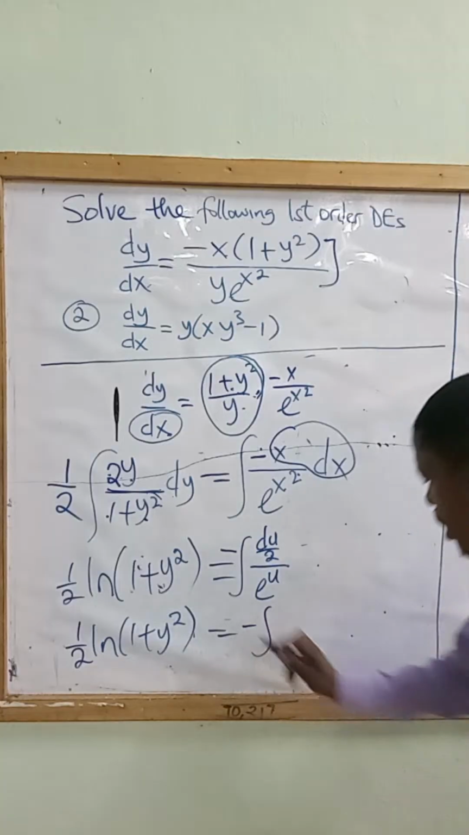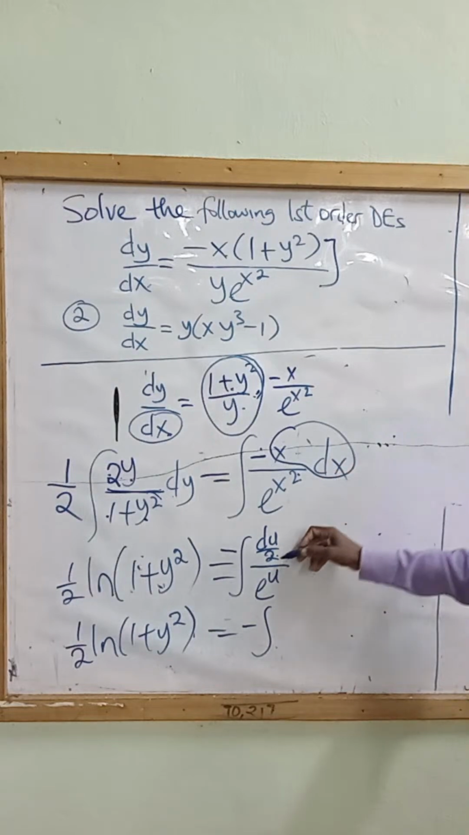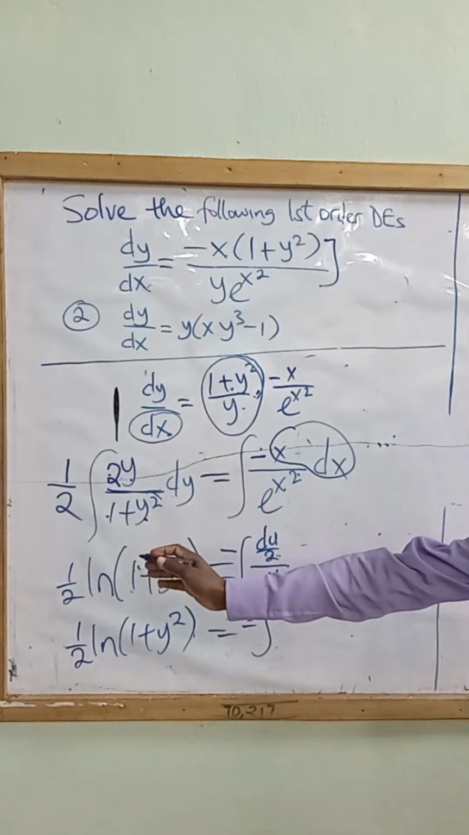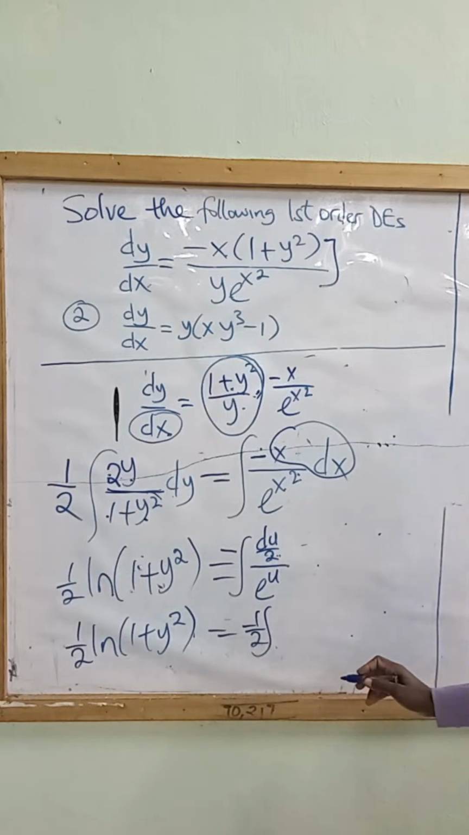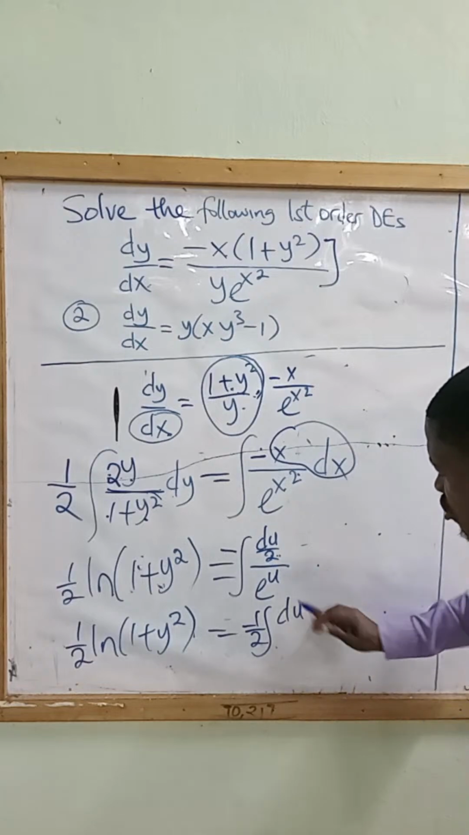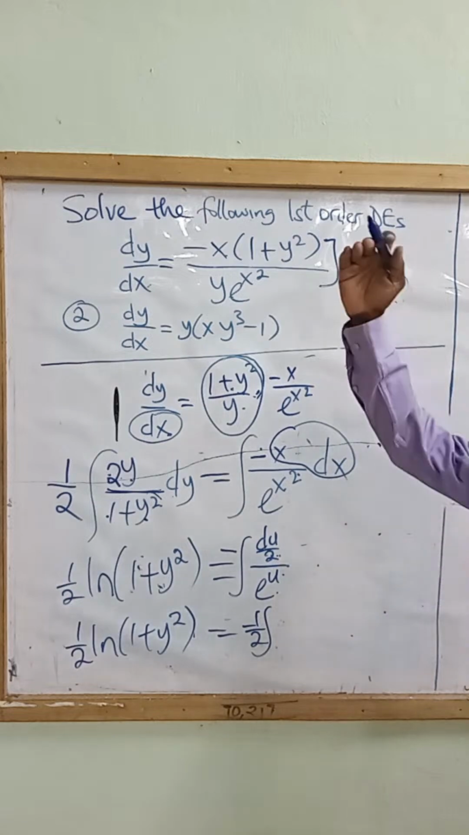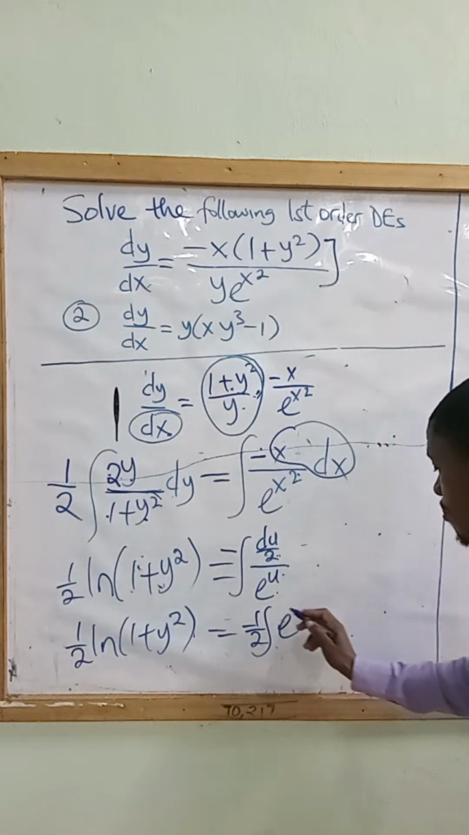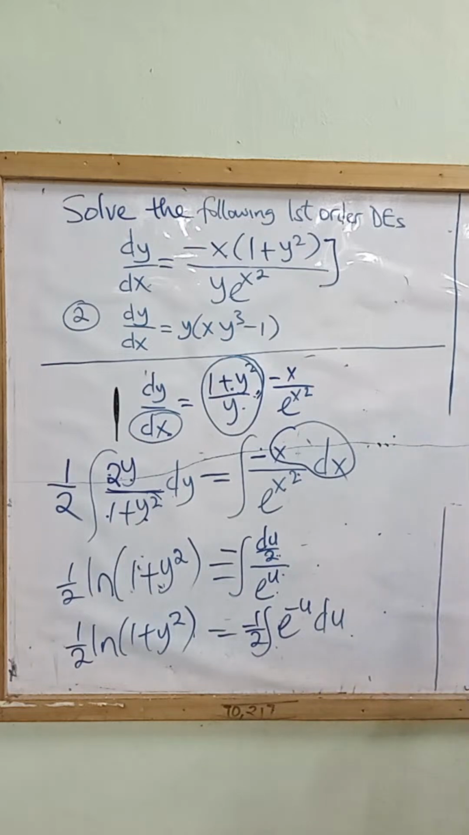Minus the integral; these two, we can take the 1 over 2 outside the integral, du. We can also raise this e to the power u, and that will be e to the power minus u du. Okay?